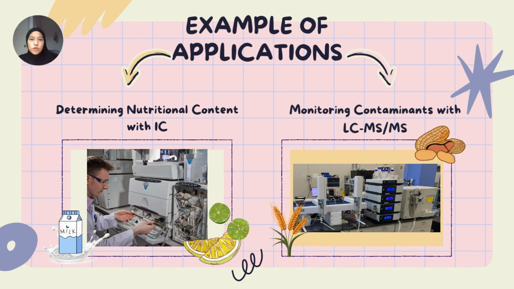Next, we have liquid chromatography tandem mass spectrometry, or LC-MS/MS, which is crucial for monitoring contaminants. This technique detects harmful substances like mycotoxins in grains and nuts. LC-MS/MS can identify aflatoxins in peanuts, ensuring they meet safety standards.